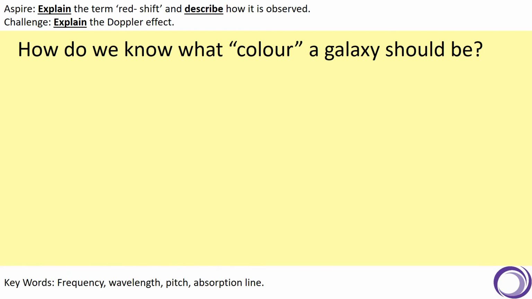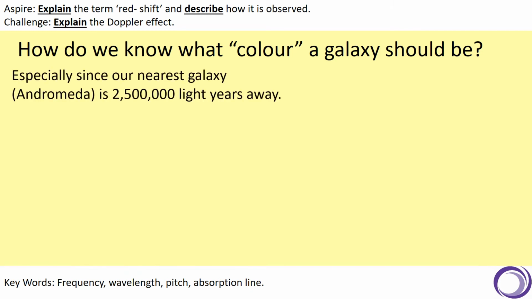Question is now then, how do we know what colour a galaxy should be? Well, it's not quite as simple as that, because we're not looking at the colour of the whole galaxy, we're looking at something specific. So the nearest galaxy, apart from the Milky Way that we're in, is 2.5 million light years away, a huge distance, and that's a galaxy called Andromeda that it's estimated has got roughly double the number of stars in it that the Milky Way galaxy has, so it's big.